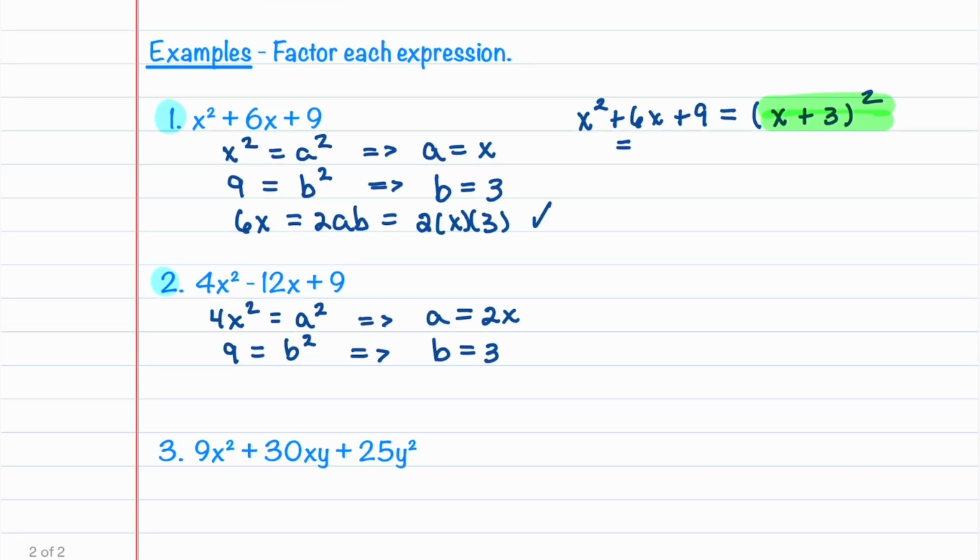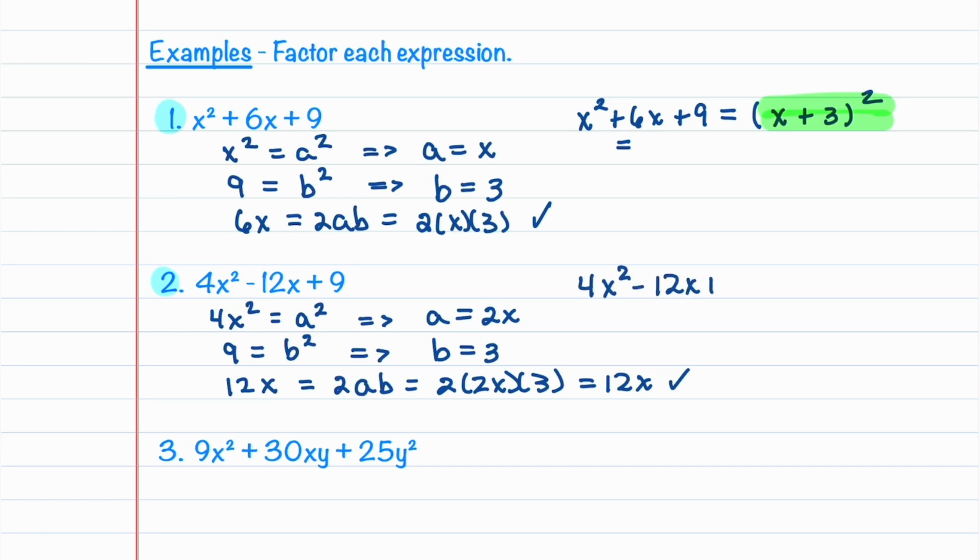And then just to make sure, our 12x, we're going to ignore the negative for a minute. Let's see if it's 2 times a times b. So 2 times 2x times 3 is definitely 12x. So that's good. Now we can go ahead and write our answer in factored form. We have 4x squared minus 12x plus 9 is our a, which we found was 2x. And then notice that we have a negative here. So we're going to have a 2x minus our b, which is 3 squared. And that's our final answer.